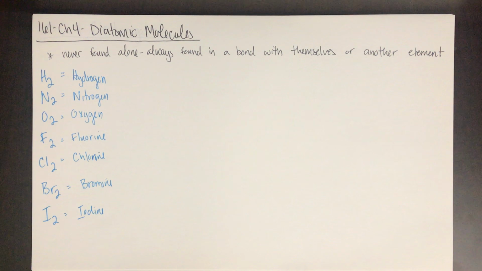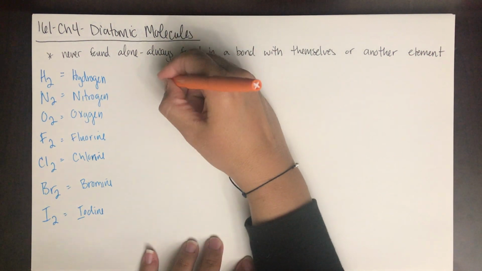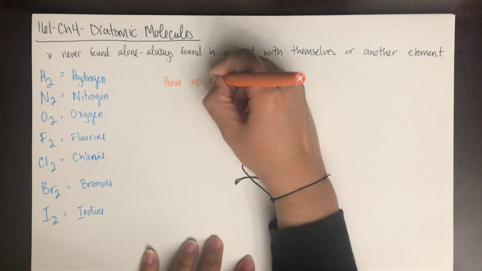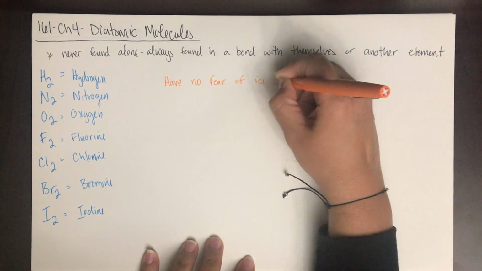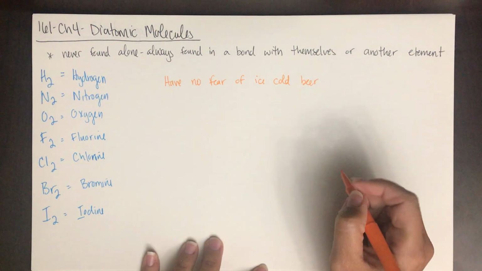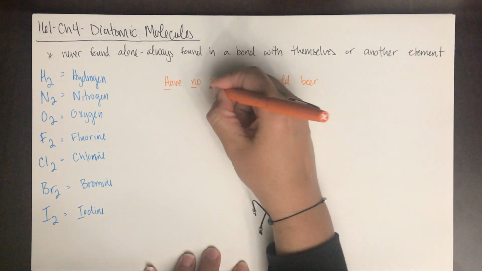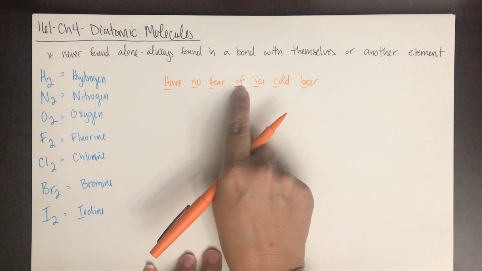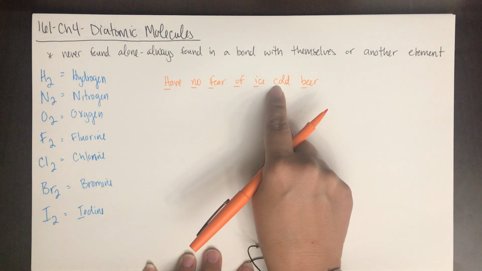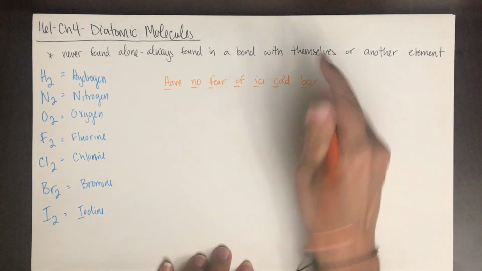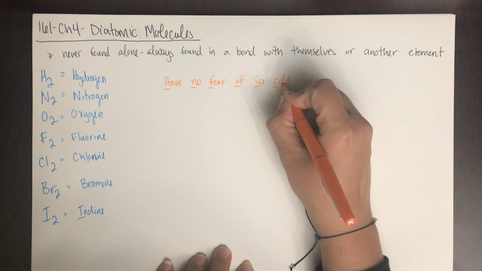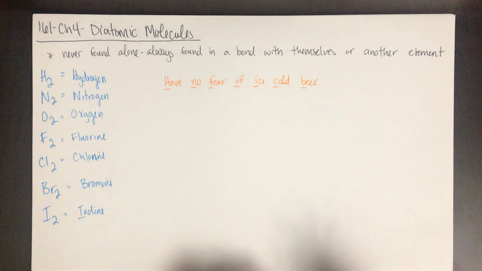So the acronym that we learned when I was taking this was: have no fear of ice cold beer. And this was the 7. Have no fear of ice cold beer. Hydrogen, nitrogen, fluorine, oxygen, iodine. This is chlorine, really, this Cl, and then beer. So really it would be like C and then the L in cold and then the R in beer for bromine. So this will help you remember what these are.